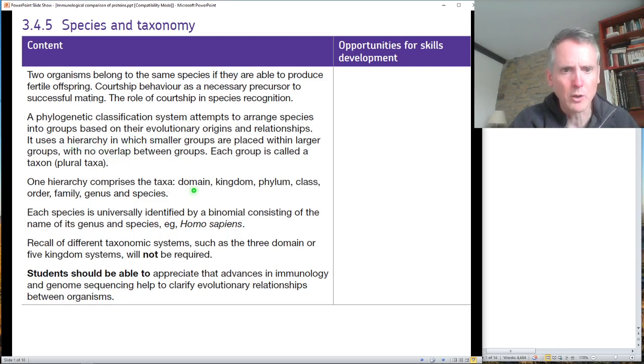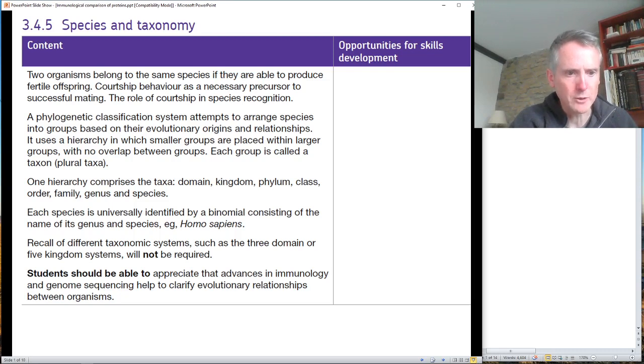We know the king, prawn, curry, or fat, greasy sausages. Have I mentioned that domain comes first? Probably not, but domain comes first, which would be either eukaryota or prokaryota or archaea, but you don't need to know any examples anyway. Each species has a binomial, so we've mentioned that it's genus and species name, and the recall of the different taxonomic systems will not be required. So you just need to know the order of domain, king, prawn, curry, or fat, greasy sausages.